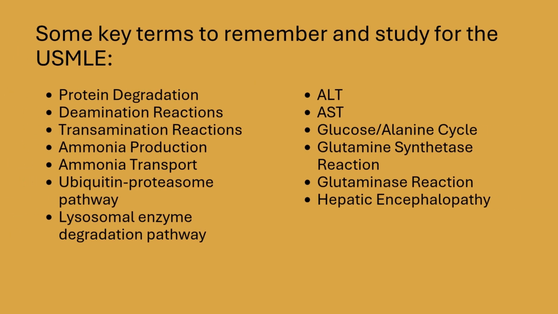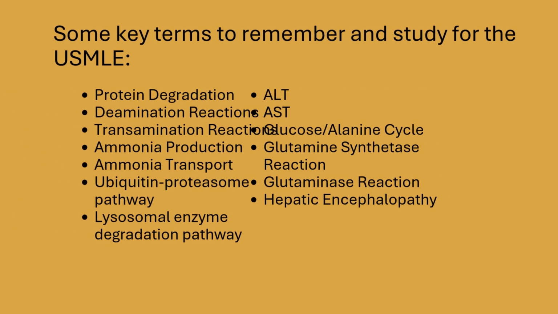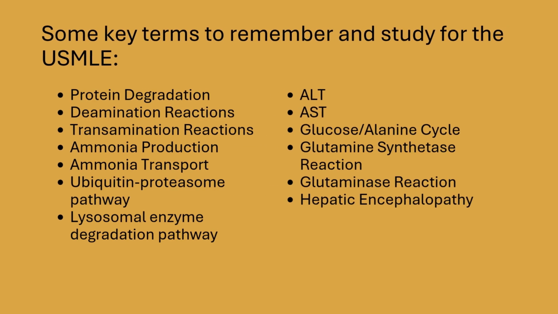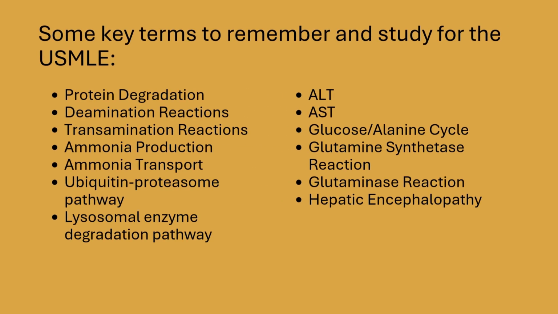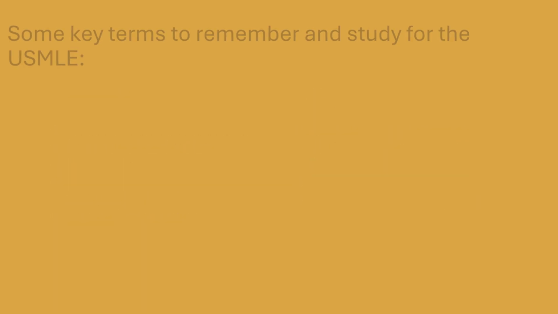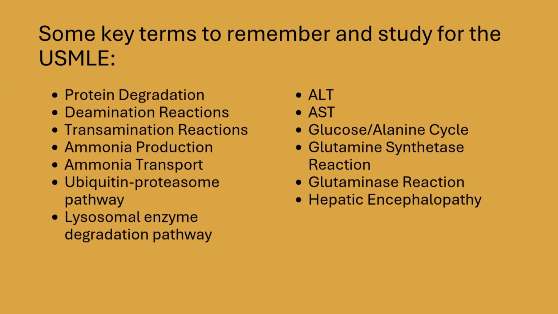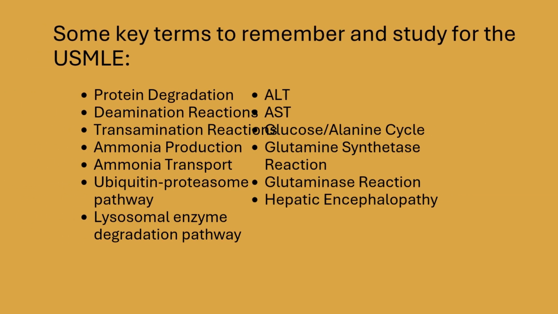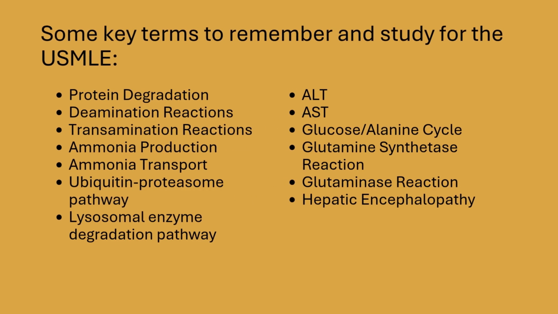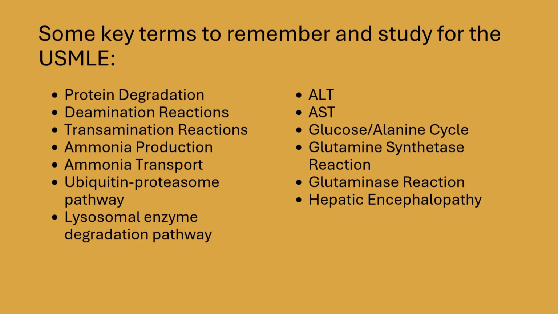Some key terms to remember and study for the USMLE: protein degradation, deamination reactions, transamination reactions, ammonia production, ammonia transport, ubiquitin proteasome pathway, lysosomal enzyme degradation pathway. ALT, AST, glucose-alanine cycle, glutamine synthetase reaction, glutaminase reaction, hepatic encephalopathy.